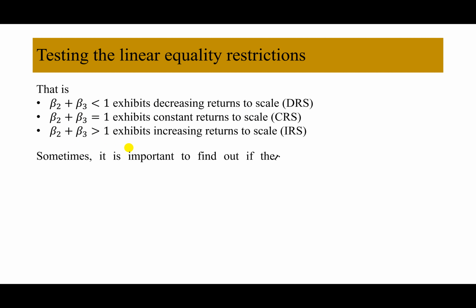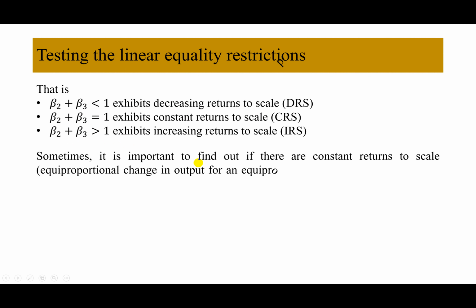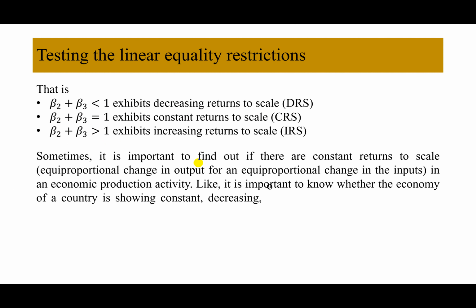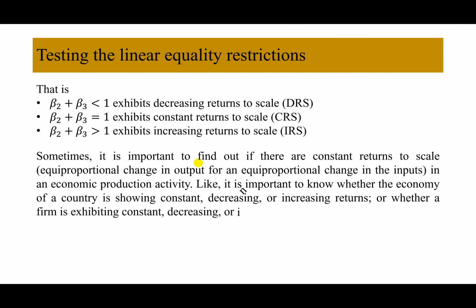Sometimes it is very important to find out if there are constant returns to scale, or an equiproportional change in output for an equiproportional change in inputs, in an economic production process. For example, it is important to know whether the economy of a country is showing constant, decreasing, or increasing returns, or whether a firm is exhibiting constant, decreasing, or increasing returns to its inputs.